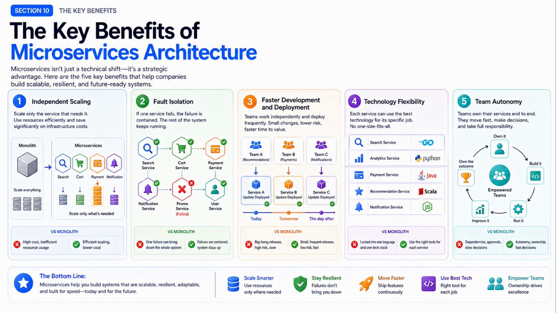Having looked at 3 major companies that use microservices, let us now clearly summarize the key benefits this approach delivers. The first benefit is independent scaling. With a monolith, if one part of your application is under heavy load, you have to scale everything. With microservices, you scale only the service that needs it. If your payment service is processing a surge in transactions during a sale, you scale just the payment service. The search service, the cart service, and everything else continues running at its normal capacity. This is more efficient and significantly cheaper.